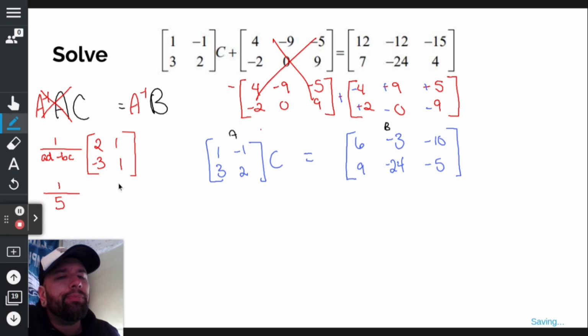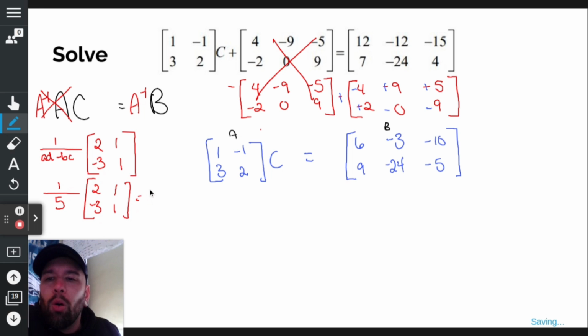Ugh. This is not going to be fun, and this is not going to be pleasant whatsoever. Did I do that right? Unfortunately, I did. So AD, again, is 1 times 2 minus negative 1 times 3, so 1 over 5 times the matrix 2, 1, negative 3, 1, which is going to give us 2/5, 1/5, negative 3/5, 1/5. Ugh.